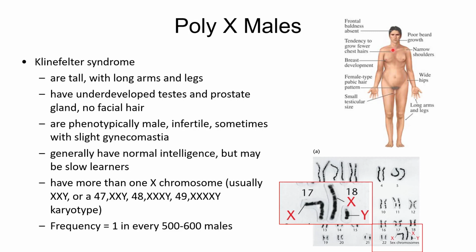But if you have Klinefelter, generally you're infertile. Sometimes you can actually start to have what's called gynecomastia, or breast development, that occurs during puberty. But generally, you're going to look phenotypically like a male. And it can manifest itself where you can have 47 chromosomes, where you have 2 X's, 3 X's, 4 X's, and so on.